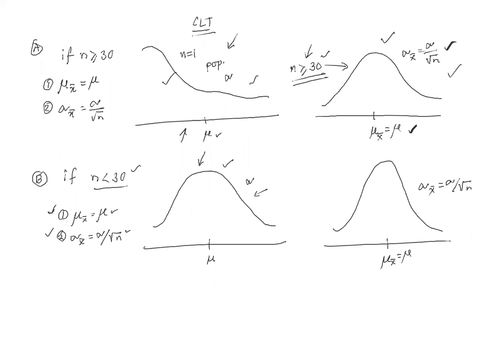This is not the original population. The original population is this guy and this guy, right? These are just sort of derivative. We created another distribution by sampling these two populations.